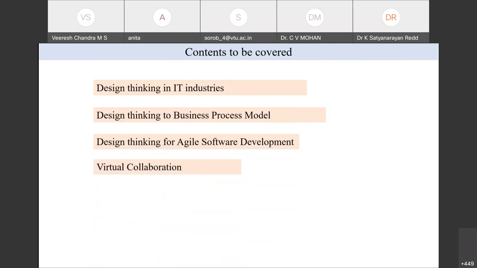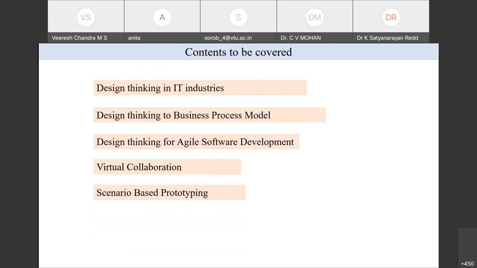Finally, as I've already told you, virtual collaboration: how exactly teams can work collaboratively, even though they are at different places on earth, and how they can collaborate virtually.